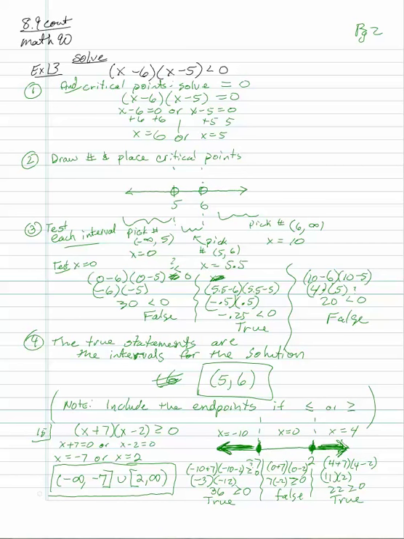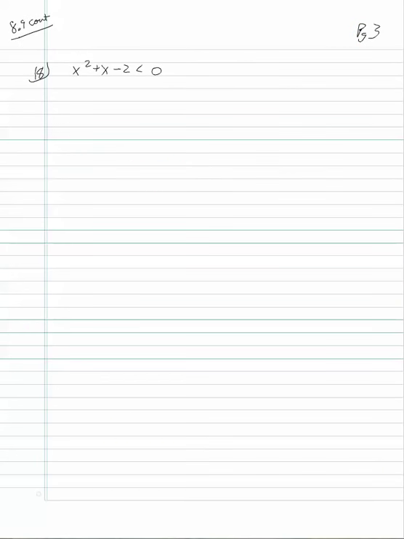Let's try number 18. Alright, so we got x squared. Okay, so our first step is we have to factor it to figure out where it's equal to 0. Factors of 2 that subtract to 1. Put in our signs. And then we're going to set these equal to 0 for our critical points. So x equals negative 2 or x equals 1. Make my little number line.